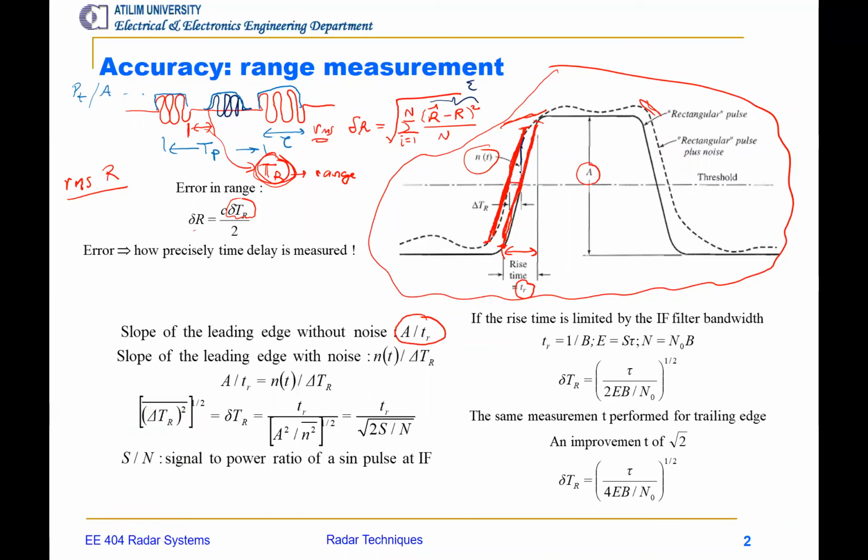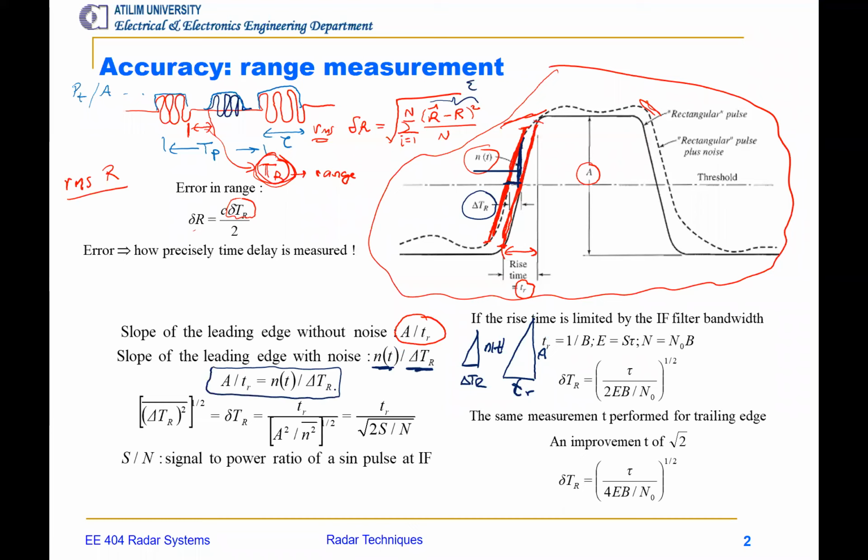Okay, we take, again, the amplitude and then the time difference, which is delta TR, the error. So it's going to be n of t divided by delta TR. So we simply have two triangles. One has delta TR and n of t. The other one has tau r, sorry, TR, and A. So they have the same slope. Then we equate them and we can write this equation.